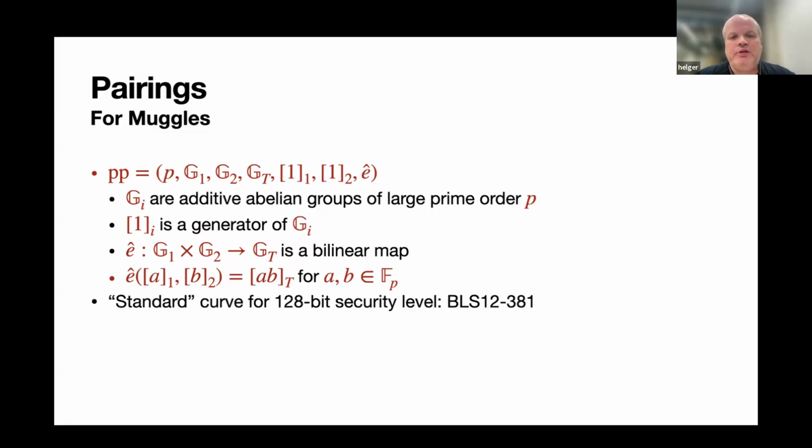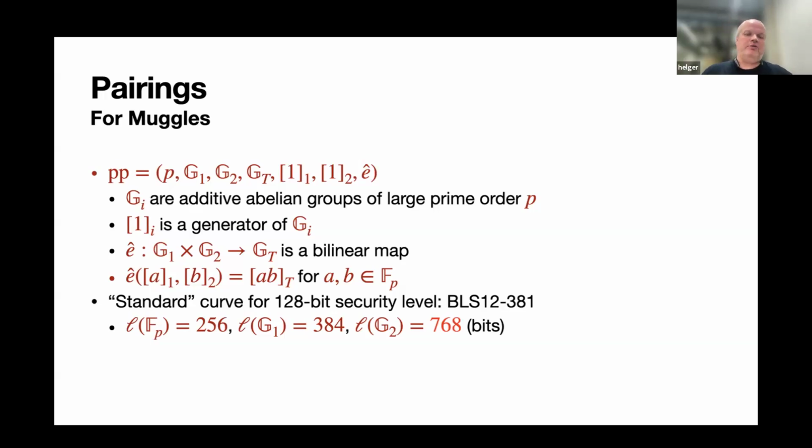One thing that is very important to know when you actually do pairings in practice is that the efficiency of all operations depends on the curve that you're going to use. So in the case of 128-bit security, the industry standard curve at this moment is BLS12-381. And in this case, the finite field elements are 256-bit long, G1 elements are 384-bit long, and G2 elements are 768-bit long. So notice that the G2 elements are twice longer.